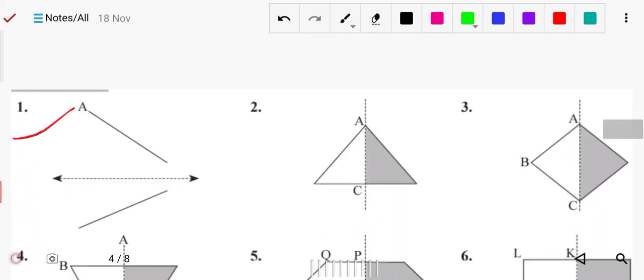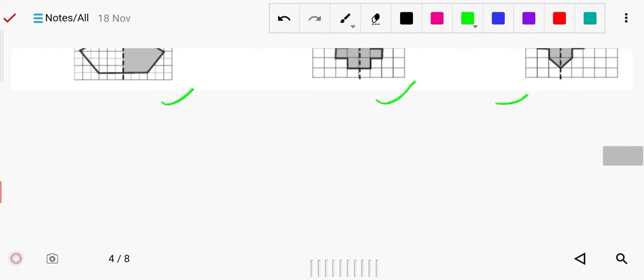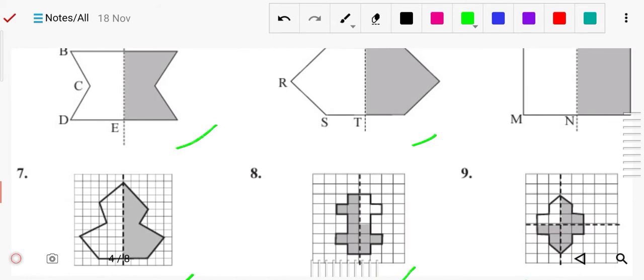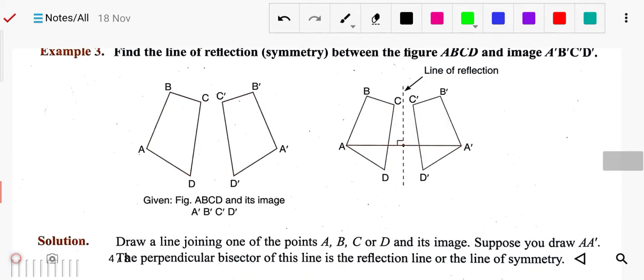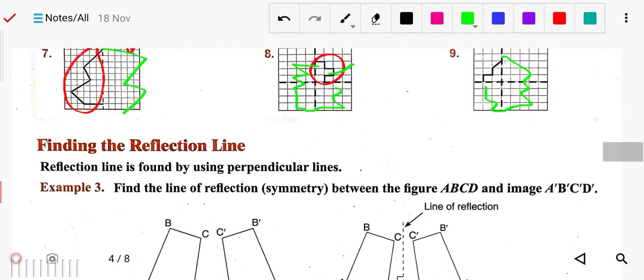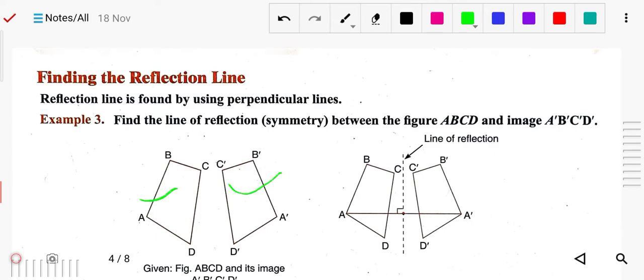Okay, once again I will show you all the solutions. Next you can see, this is finding the reflection line. Two images are there, so you have to find the reflection line, meaning the symmetry line.